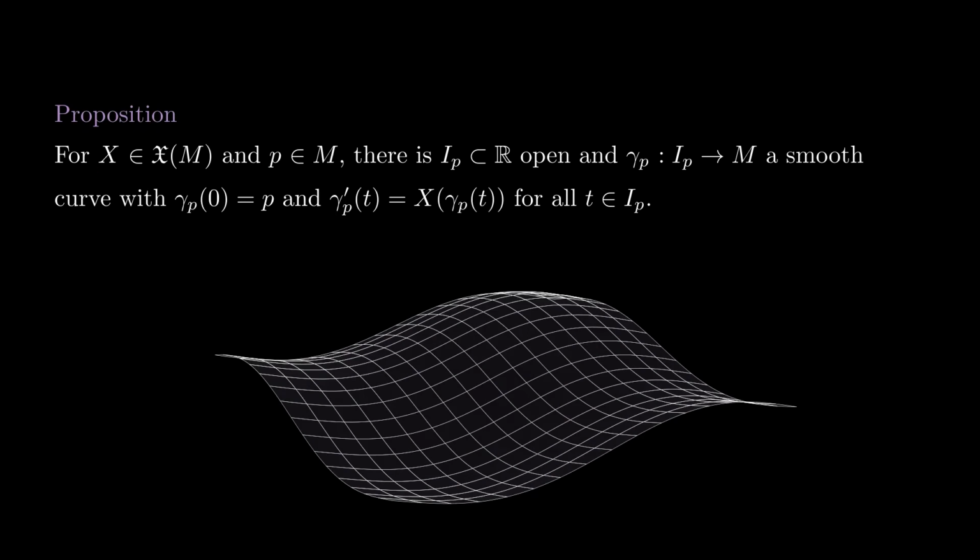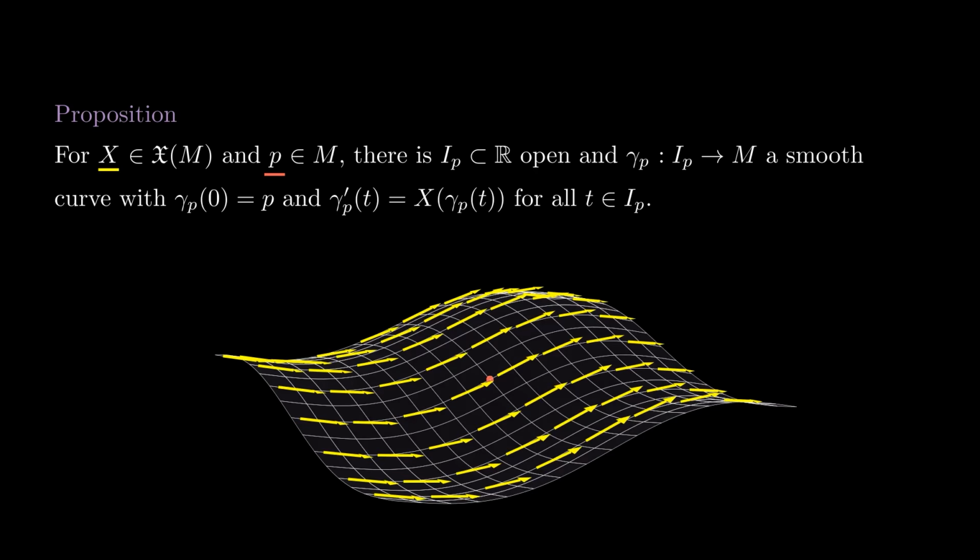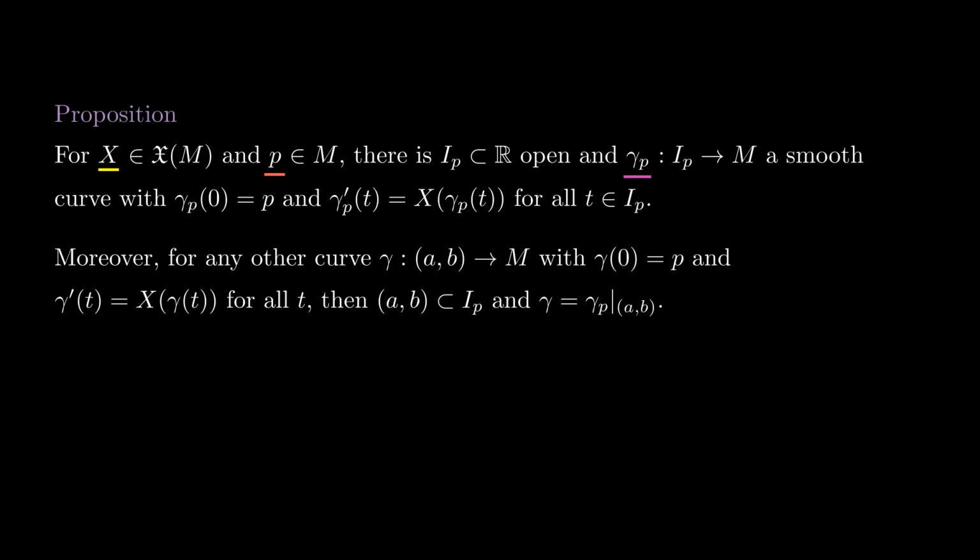If we have a vector field x on a manifold, for any point P, there is an open interval I_P around 0 and a curve gamma_P passing through P at time 0 with the property that its velocity at each time is given by the value of x at that point. Moreover, this curve is unique and maximal in the sense that any other curve with those properties is actually a restriction of gamma_P. This means that gamma_P is the only curve that starts at P and moves in the direction of the vector field x. Curves that satisfy these properties are usually called flow lines of x with initial condition P.